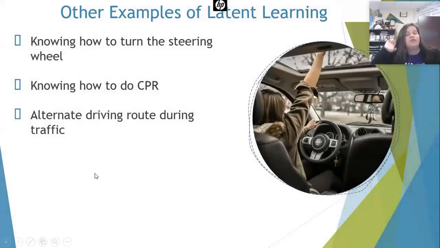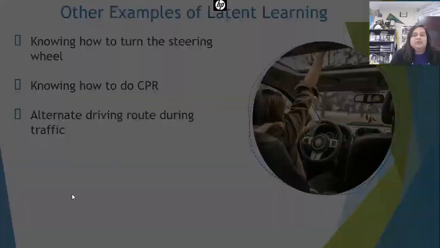Another one is maybe if you've ever been riding in the car, driving or passenger, and you got stuck in traffic and you had to find an alternate route. Maybe you've never been down a road before, but you've seen it. And you think, okay, I think I could go that way instead. You've never actually had to prove that learning before, but you could, and that's latent learning.